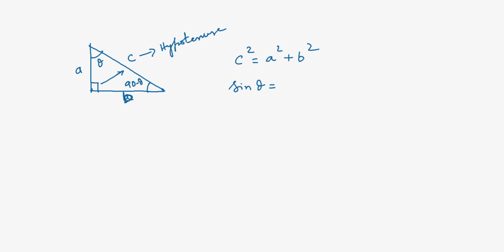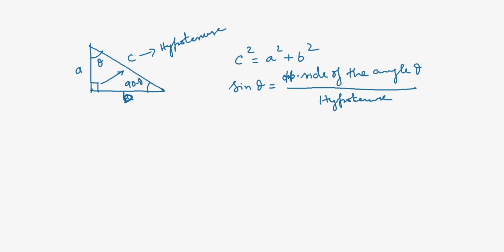In this case, sine theta is the opposite side of the angle theta divided by the hypotenuse. According to the given information, the opposite side of theta is going to be b, so it is b over c, right?